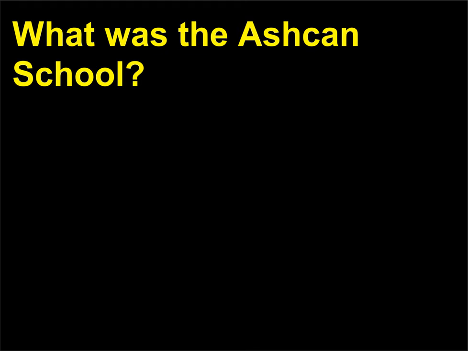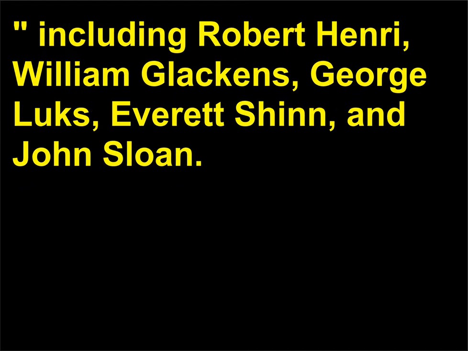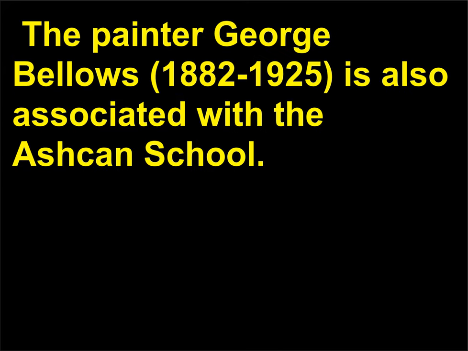What was the Ashcan School? The Ashcan School was a loosely affiliated group of American realist artists made up of some members of the Eight, including Robert Henri, William Glackens, George Luks, Everett Shinn, and John Sloan. The painter George Bellows, 1882-1925, is also associated with the Ashcan School.